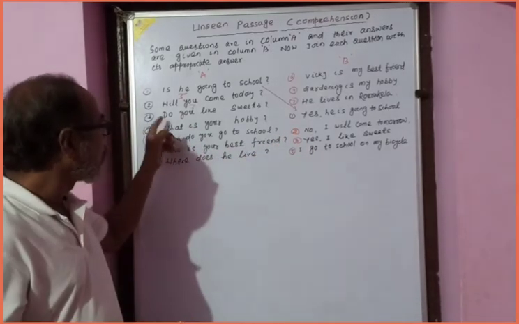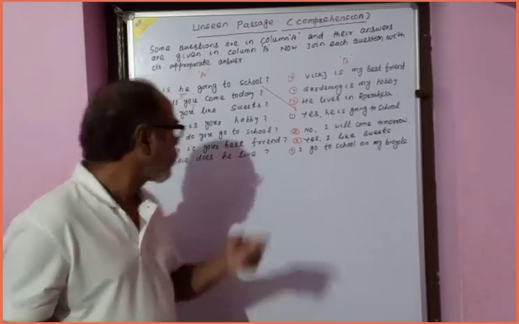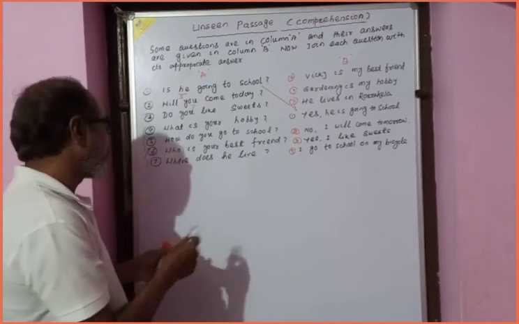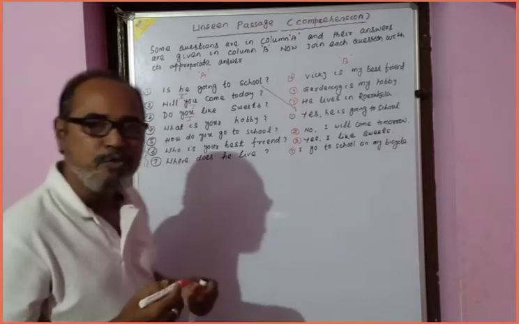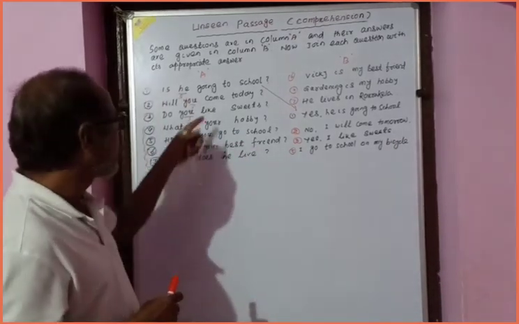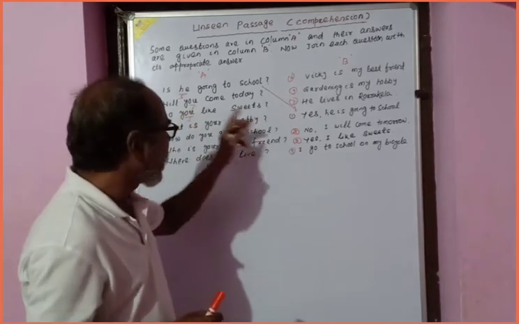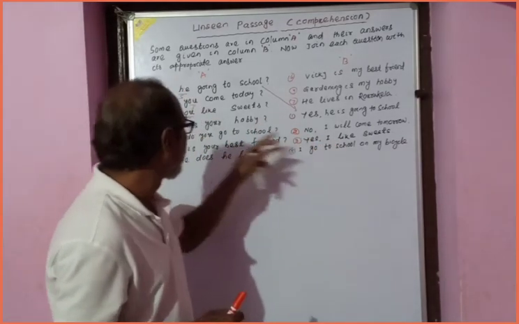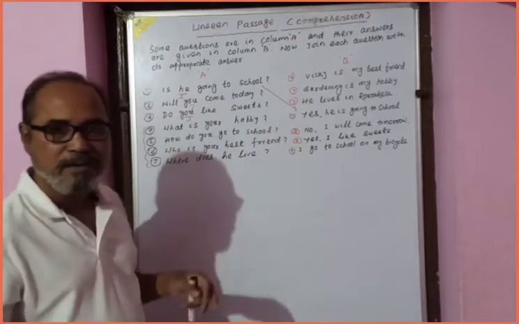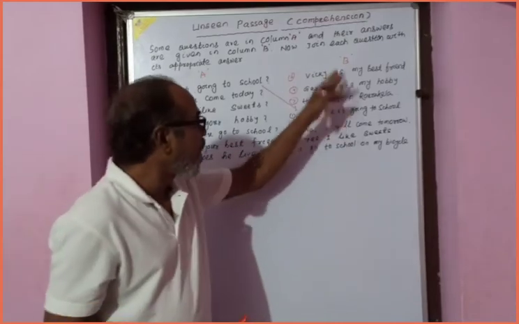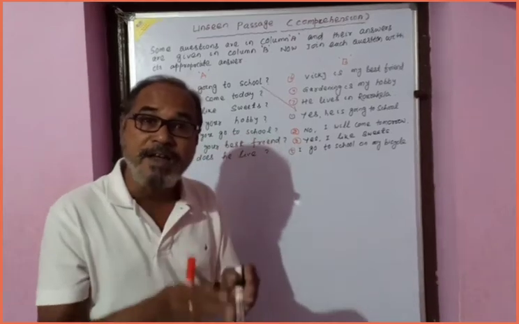If the auxiliary verb is do, for example, do you like sweets? Yes or no? Yes, I like sweets. Here, do you? You is the subject. Do is the auxiliary verb. Here, like is the main verb, the principal verb. Do you like? Yes, I like. Here, do is the auxiliary, and the answers are in affirmative form, in declarative sentences.